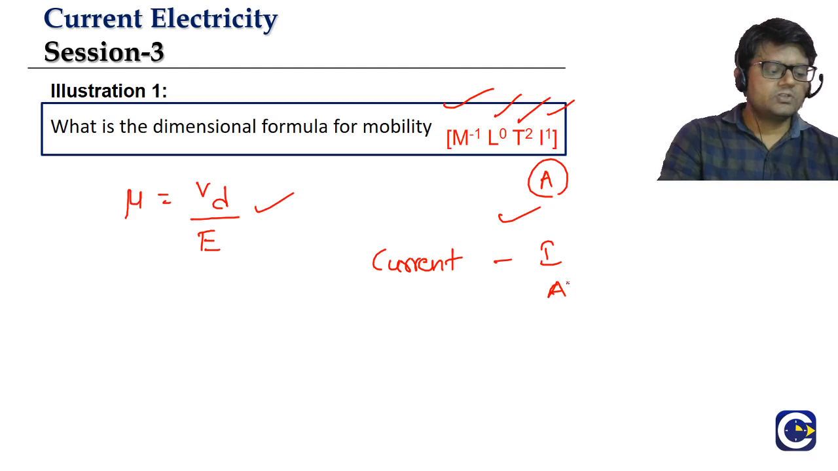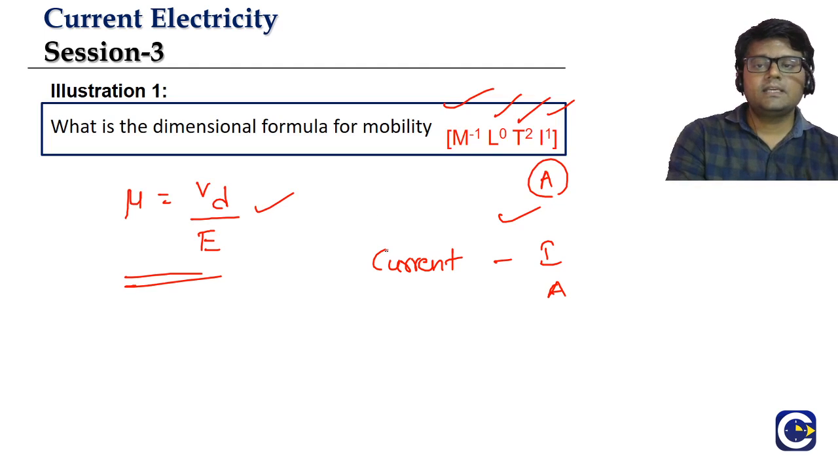A lot of us are able to get the answer, guys. What is the dimensional formula for mobility? It's M power minus 1 L power 0 T square I or T square A. Clear, guys? And how do we find the dimensional formula? Mu will be equal to drift velocity by the applied electric field.